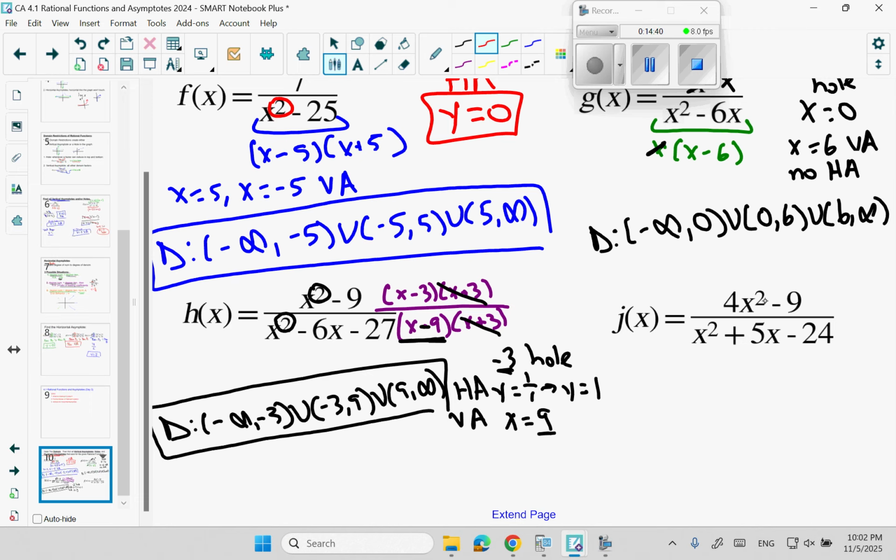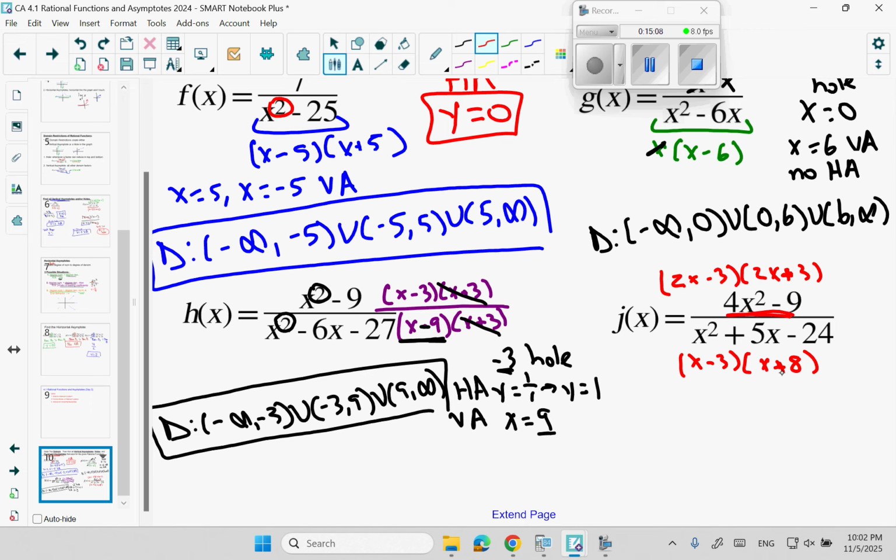This next one, this is sneakily difference of squares again. These both have perfect square roots, so I get 2x minus 3 and 2x plus 3. And over here, I can factor, multiply as negative 28, adds positive 5. That would be x minus 3 and x plus 8.